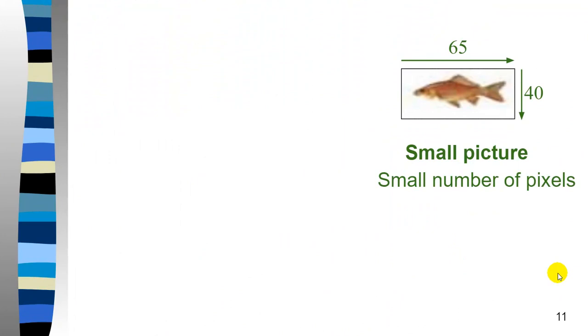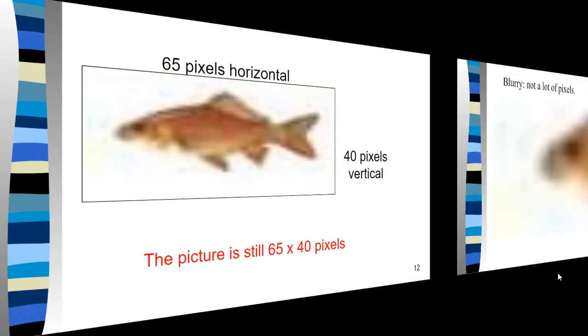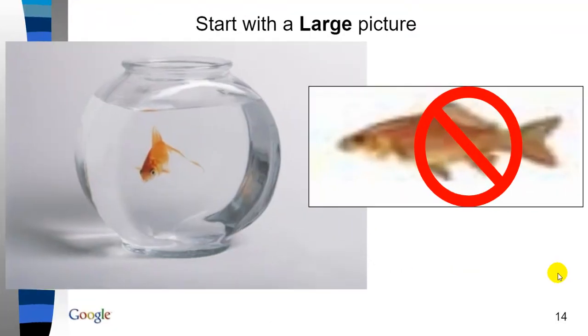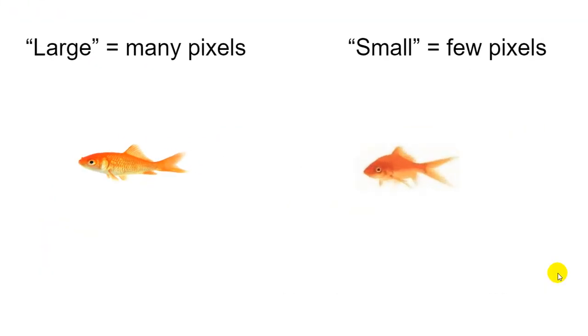Now I did the same thing with this small picture. I stretched out this small picture to make it bigger on my slide. And now it's looking kind of fuzzy. I stretched it even larger on my slide. And it's very blurry because it was not made with a lot of pixels. You want to start with a large picture if you're going to enlarge your picture onto your slide. Large, remember, means it's made up of many pixels.